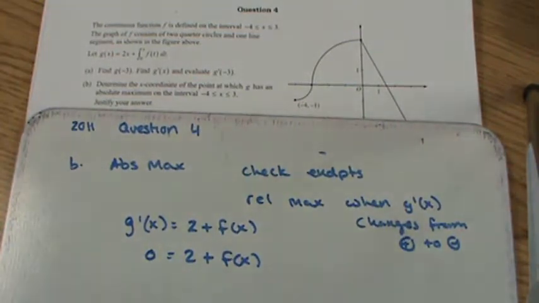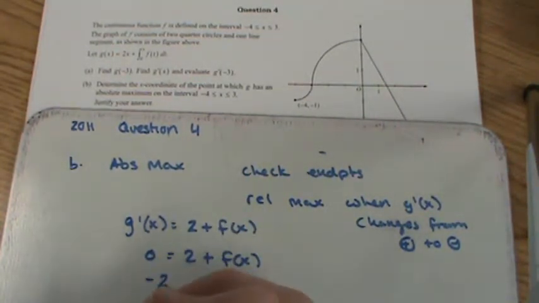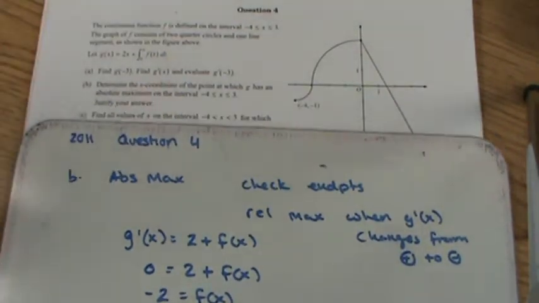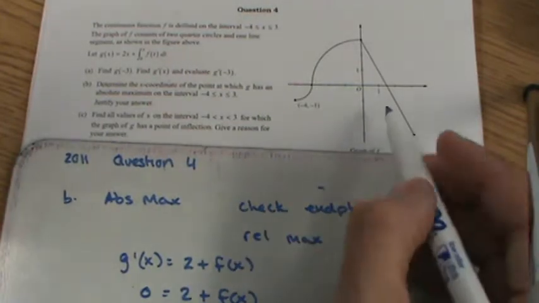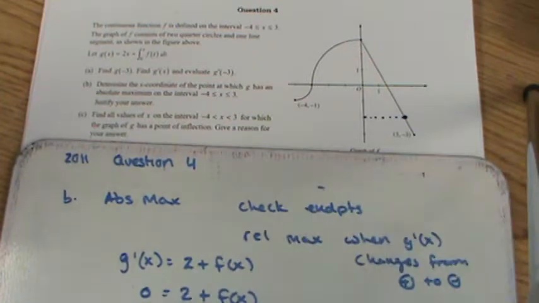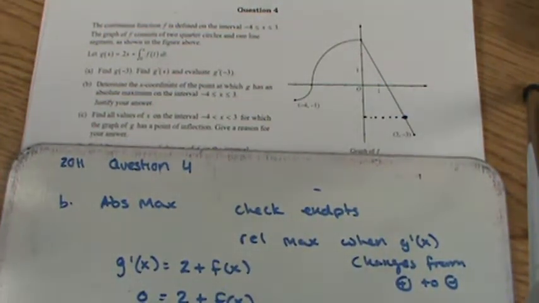Now, when you set this equal to 0, we're actually looking for when is f of x equal to -2. So if we take a look at our graph, we see that at -2, f of x is going to hit it right there. All right, so we need to take a look at that value as well as our endpoints.